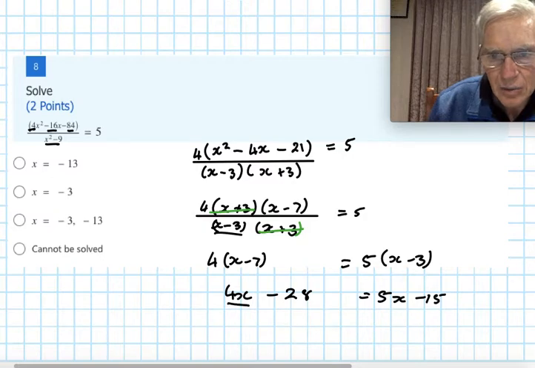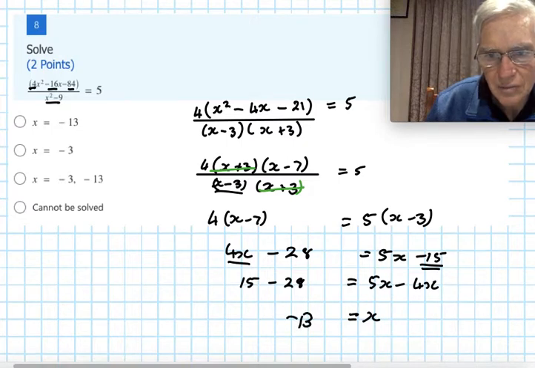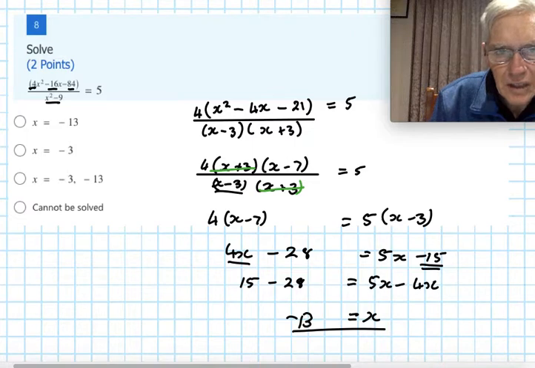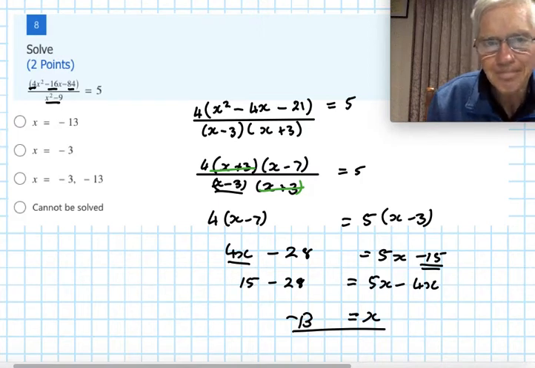We can move the 4x to the right, so that's 5x minus 4x. We can move the minus 15 to the left, which is 15 minus 28, and then you get x equals negative 13. Now note you can't have a factor of negative 3 because that would make it 0, nor can you have a factor of 3. So there's our only factor, x equals negative 13. Sometimes these have two equations where we've got an x squared, but this one only has one.